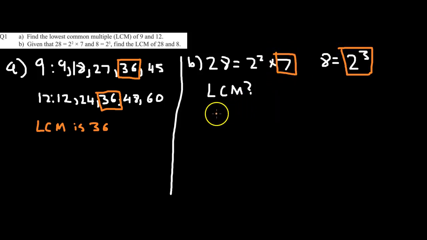So if there's two numbers which are the same, for example 2, we take the one with the highest power. Obviously 2 cubed is higher than 2 squared. And here you just multiply it by 7. So the lowest common multiple is going to be 2 cubed multiplied by 7. 2 cubed is 2 times 2 times 2, which is 8. Multiplied by 7, which equals 56. And this is the lowest common multiple. 56 is the lowest common multiple of 28 and 8.